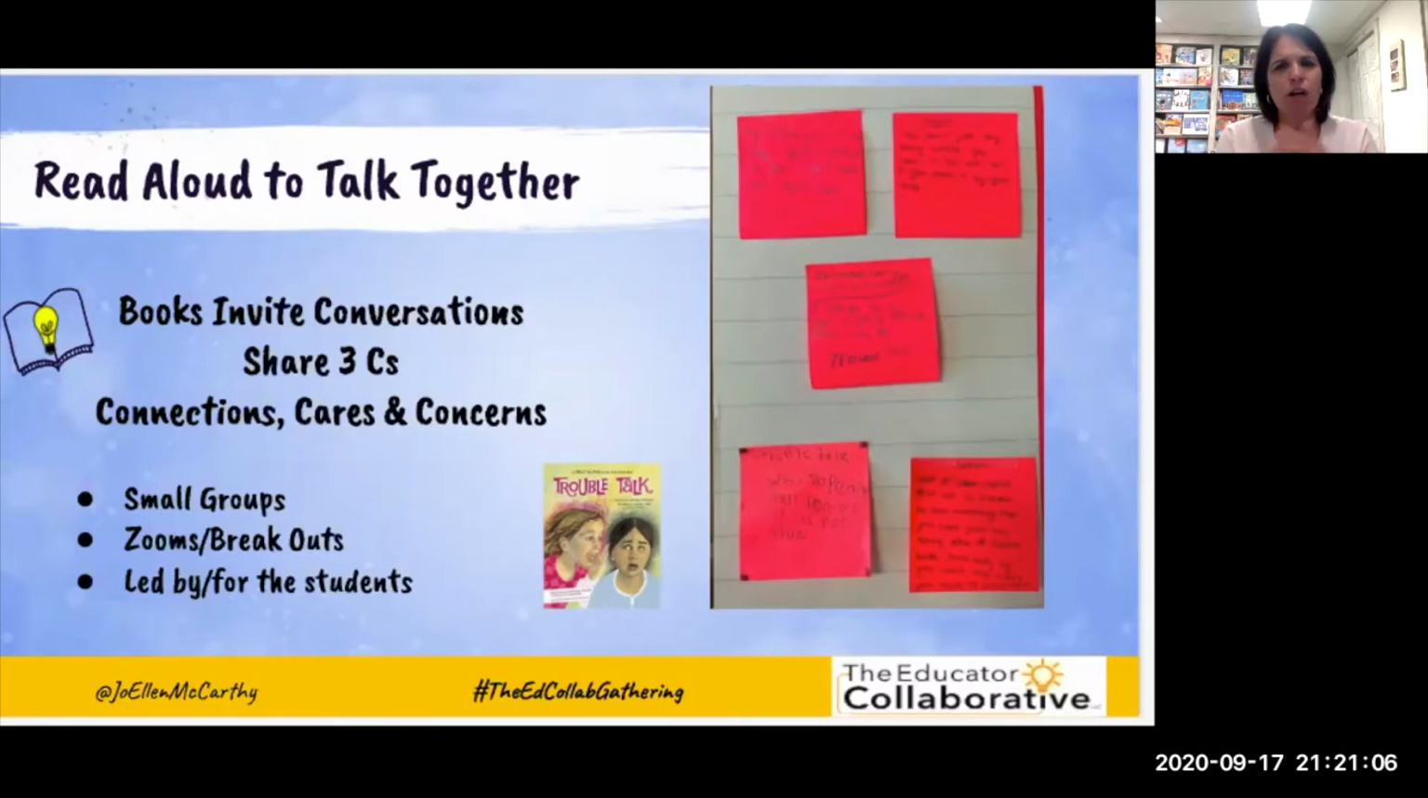So this example comes from Trouble Talk, and Trouble Talk is a book by Trudy Ludwig. In Trudy's book, she addresses gossip and that whole harmful talk that kids have. And when kids are thinking about that, they often will make a connection. Oh yeah, I remember the time when blah, blah, blah. But we want them to go a little deeper.